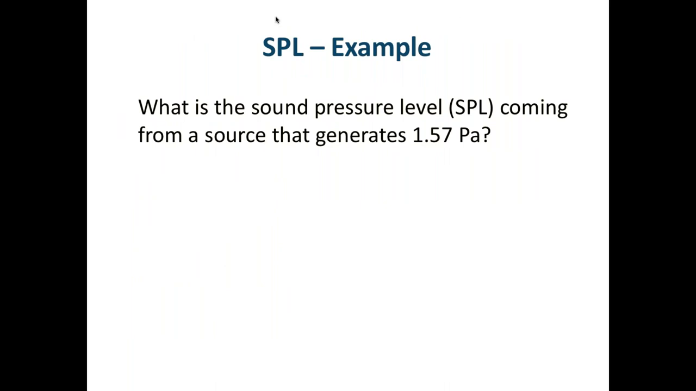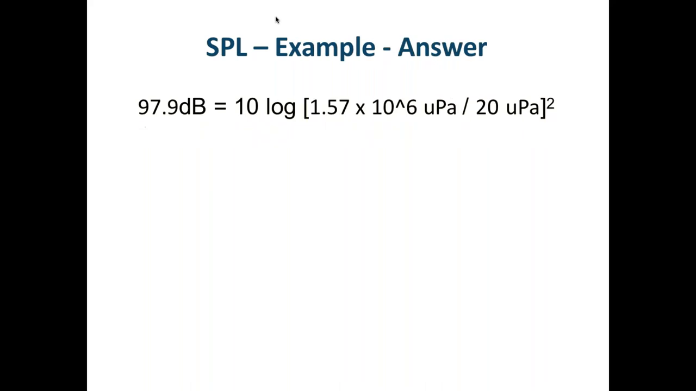So we're going to take a problem. I think we actually started with this last time, though I don't know if we actually did it. What is the sound pressure level in decibels coming from a source that generates 1.57 pascals right near the source? I want to convert that into decibels. So how do I do that? In this case, we use the first formula.